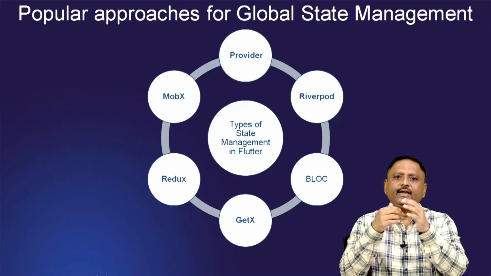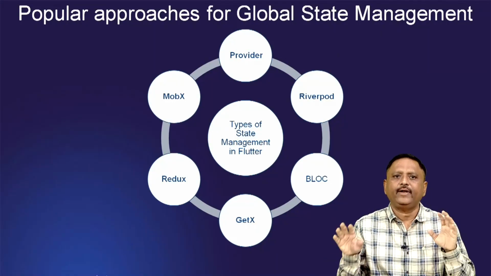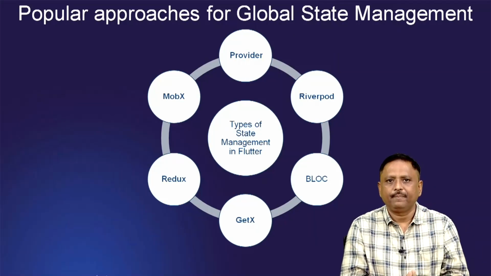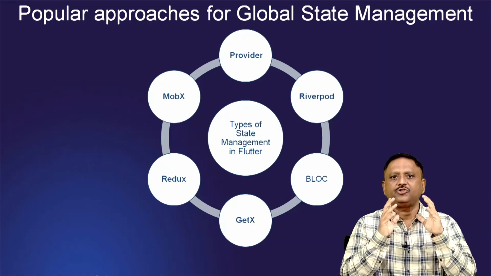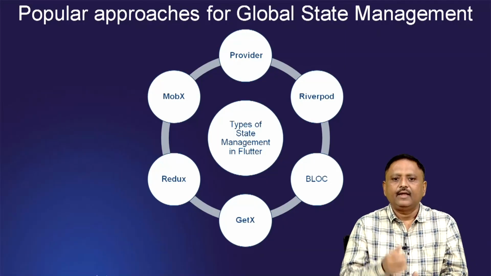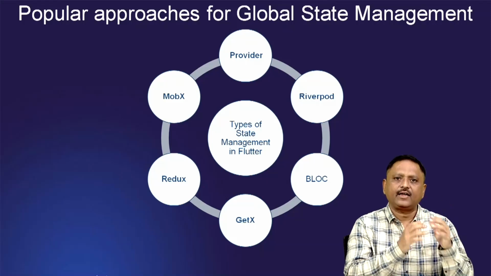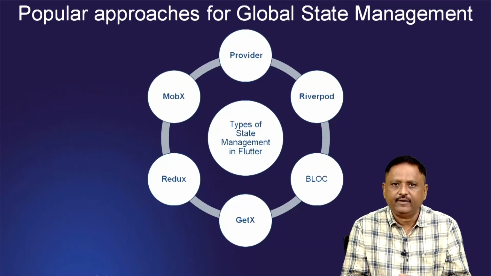The third one is Bloc, which focuses on separation of user interface and logic, uses Stream. It is great for large apps with strict architecture. Then there is GetX, which is lightweight and fast. It includes routing and dependency injection.